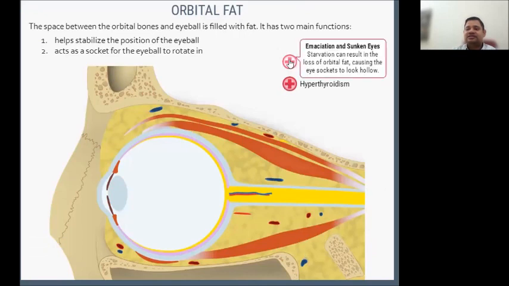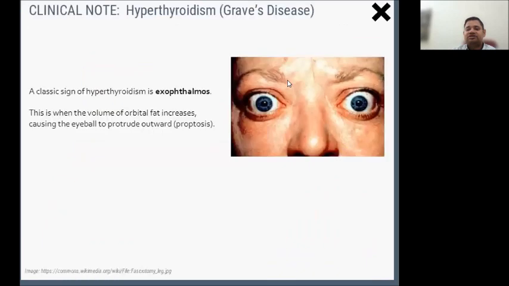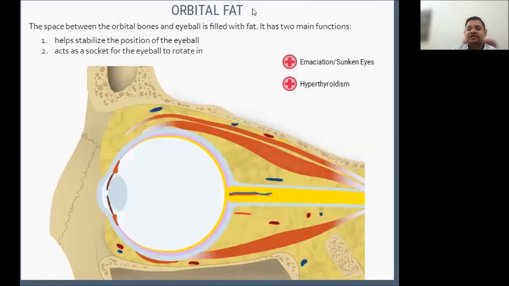In emaciation or sunken eyes, what is going to happen? Starvation can result in the loss of orbital fat, causing the eye sockets to look hollow. And in hyperthyroidism, you can see a specific condition, exophthalmos, where the volume of orbital fat increases, causing the eyeball to protrude outside, especially in Graves' disease. So this will be the condition related to the orbital fat. In one part it will be decreased or depleted, in the other part it will be increased. So this is for the orbital fat.